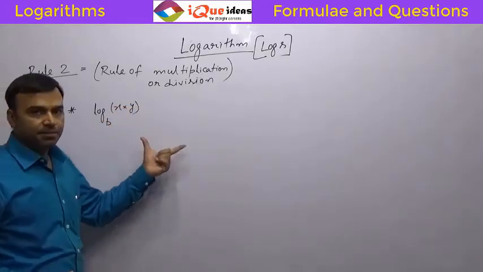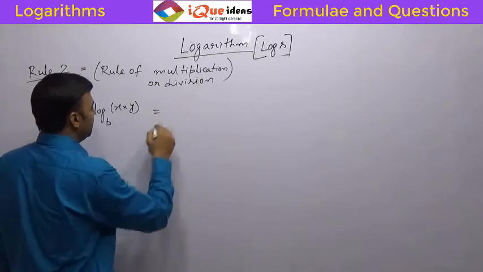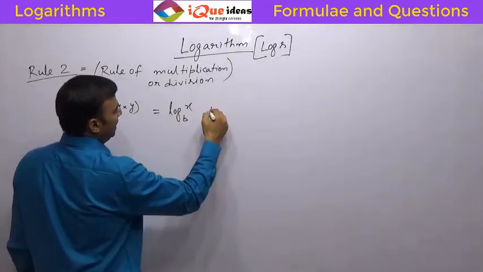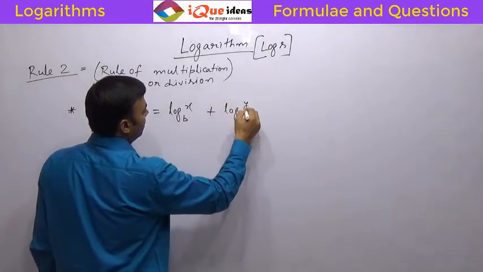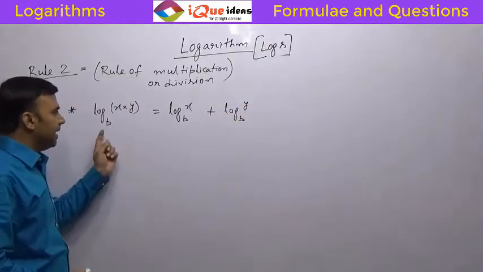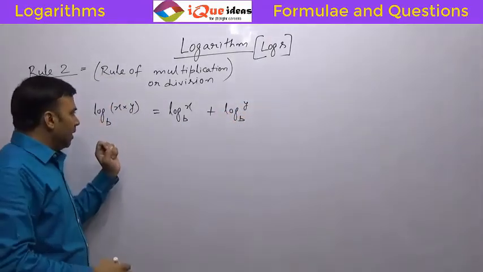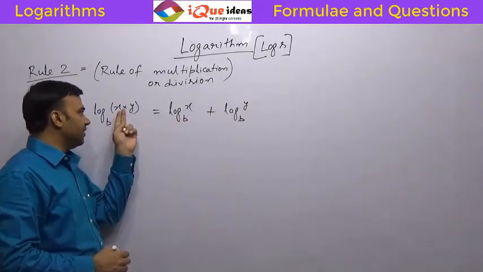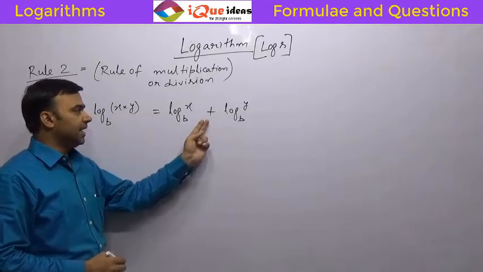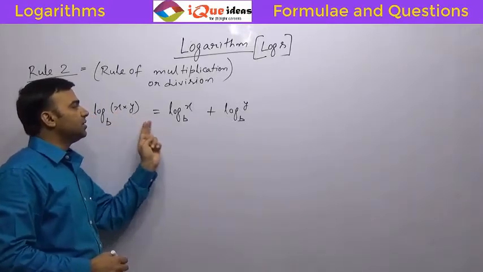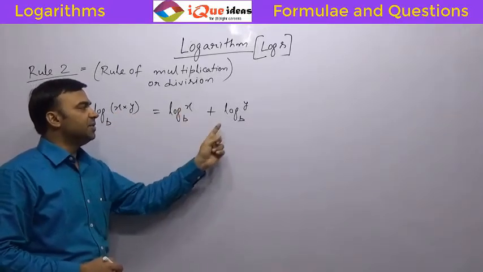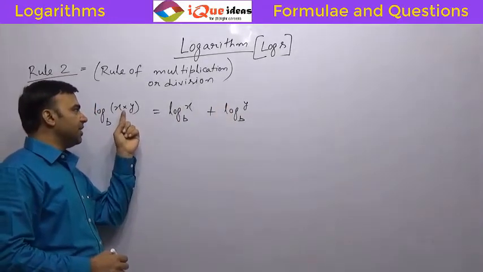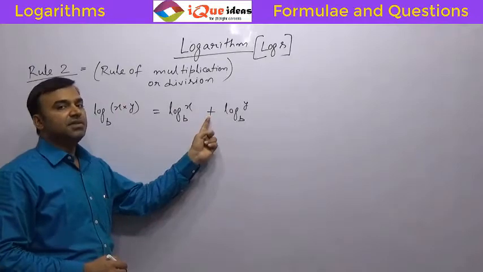Now we can separate them. If we separate them, what happens? We have log of x to the base b plus log of y to the base b. So understand, the base remains the same. The numbers split, right? Because whenever there is a multiplication, we get a plus sign, and log is applied to both the numbers. So log of x to the base b, log of y to the base b, and they get added. So whenever there is a multiplication between the numbers, there is an addition between the logs of those numbers.